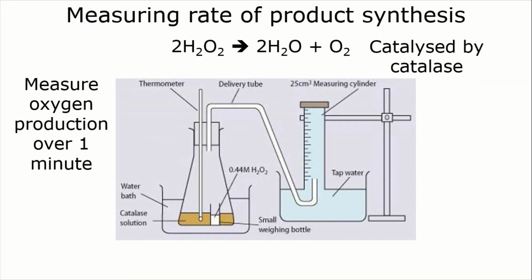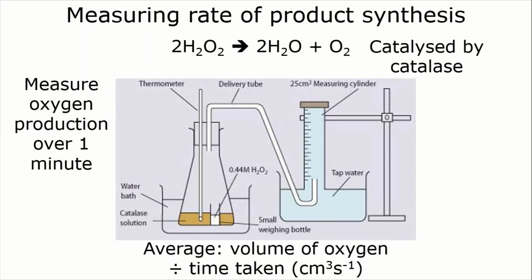And then what we can do is look at the average rate of product synthesis. So what we will do is look at the volume of oxygen produced. Let's just say in a minute, for very easy maths, we've got 6 centimetres cubed of oxygen that's been produced, and we divide this by the time taken. So in this example, 60 seconds, which will mean that we get 0.1 centimetres cubed of oxygen forming per second.